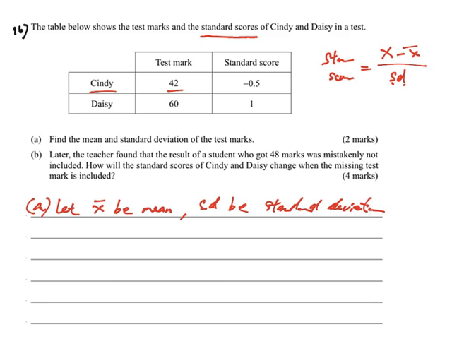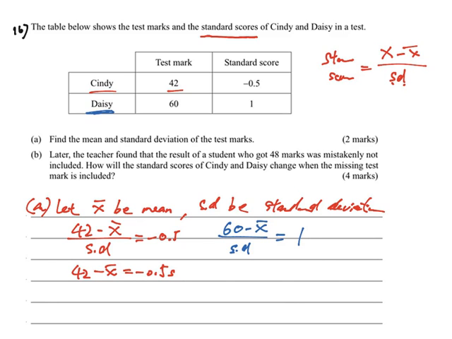So for Cindy, 42 minus the mean over the SD is equal to -0.5, and for Daisy, 60 minus the mean over SD is equal to 1. Actually these are simultaneous equations, so we simplify. So 42 minus the mean equals -0.5 SD, and then 60 minus the mean equals SD.